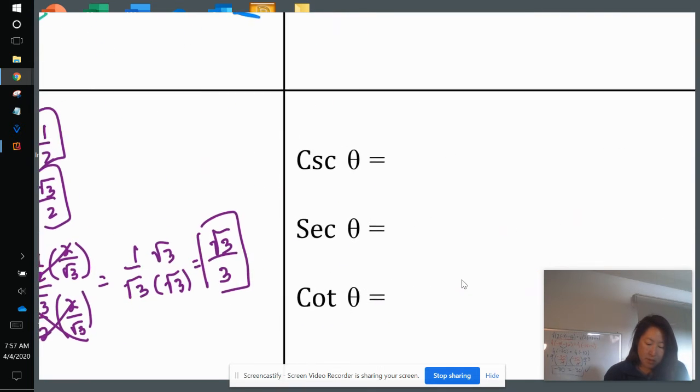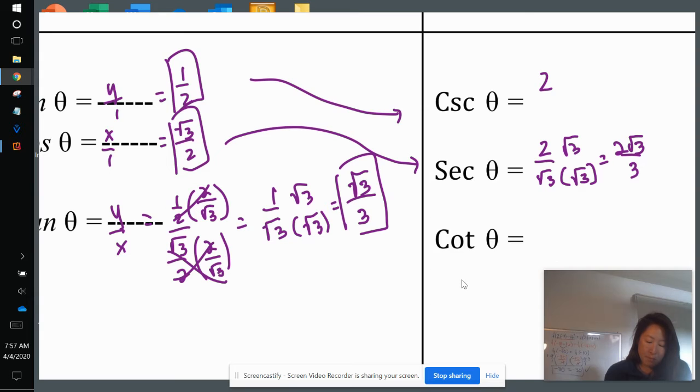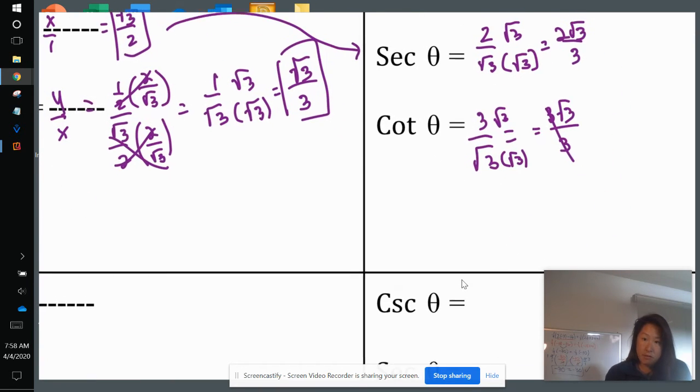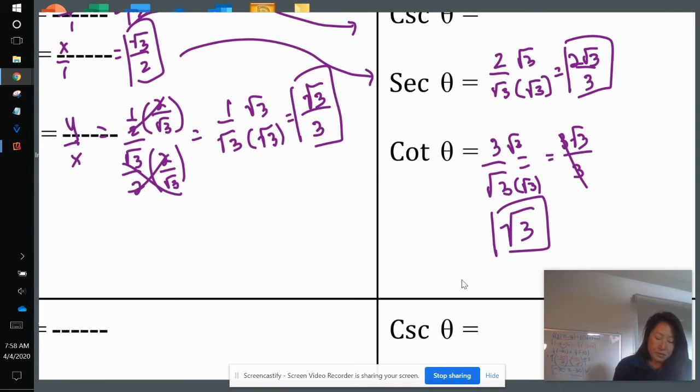Cosecant, we take the reciprocal of sine, so that would be 2. Secant is the reciprocal of cosine, so 2 over root 3. We rationalize, equals 2 root 3 over 3. The reciprocal of tangent, cotangent, would be 3 over root 3. Again, rationalize, giving us 3 root 3 over 3, which cancels to give me root 3. All right, next one.